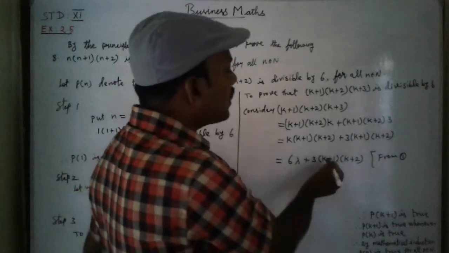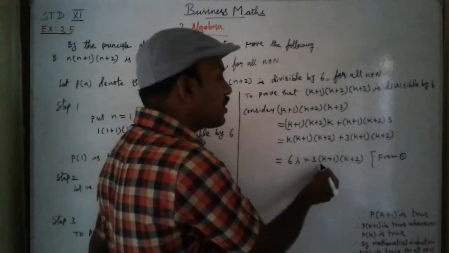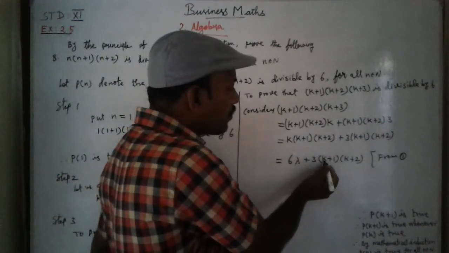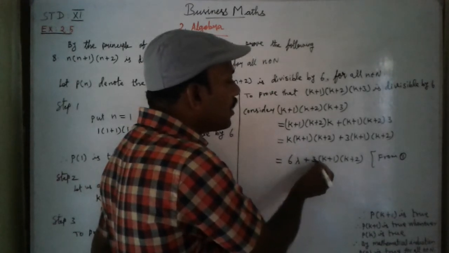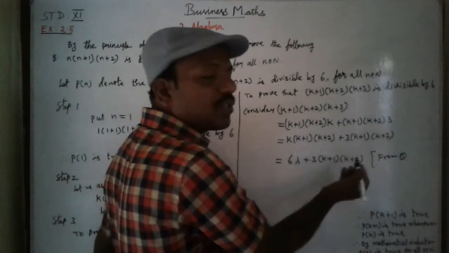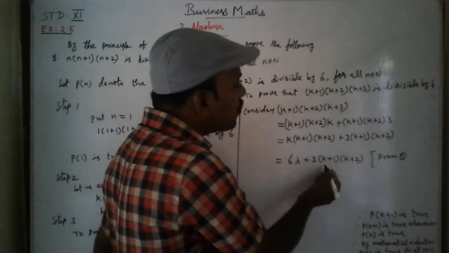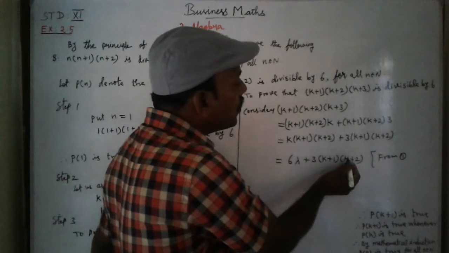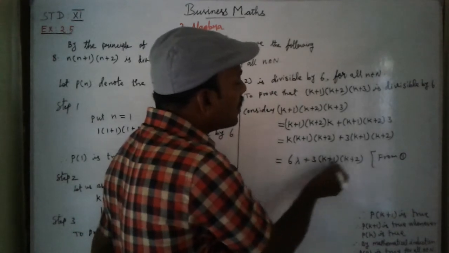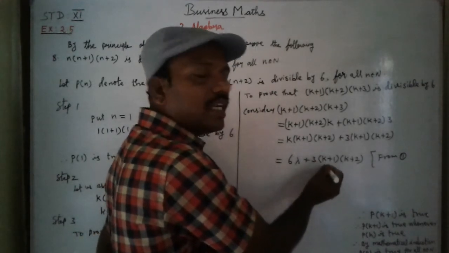We should prove this by substituting any one number for k. Substitute 1, then 1 plus 1 is 2. 3 2s are 6. 6 into k plus 2 is what? It's divisible by 6. Suppose we substitute 2, then here 2 plus 2 is 4. 4 3s are 12. 12 is divisible by 6.